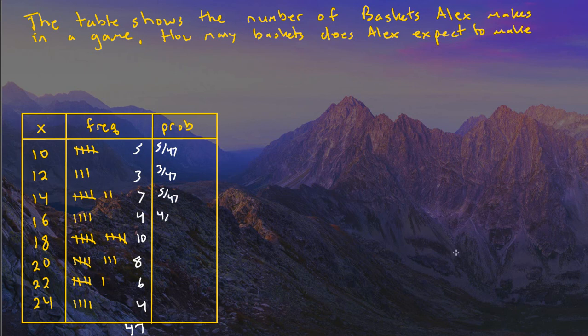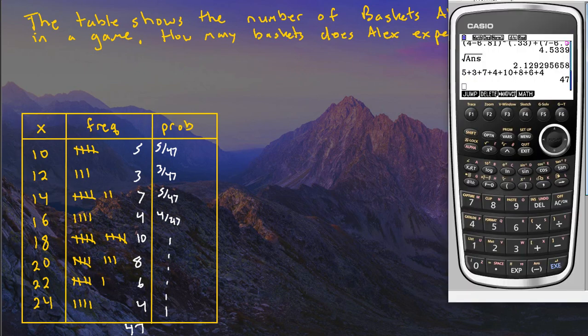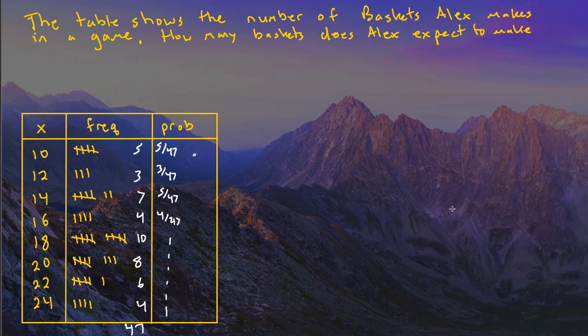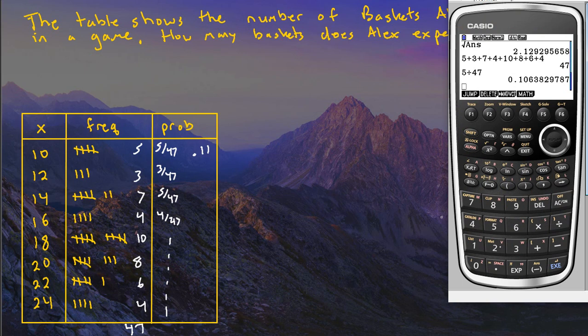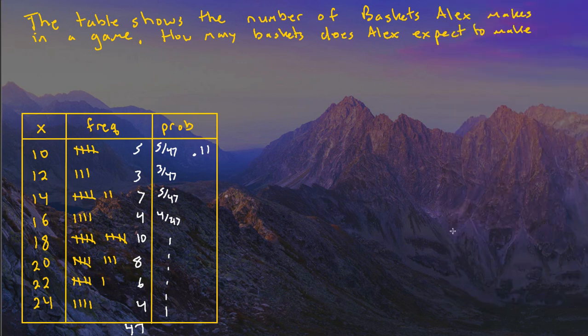And you don't have to write this. In fact, I'm not even going to write them all. That's how I'm getting them. So 5 divided by 47, so 0.11. And the next one, 3 divided by 47, not times, and get 0.06.